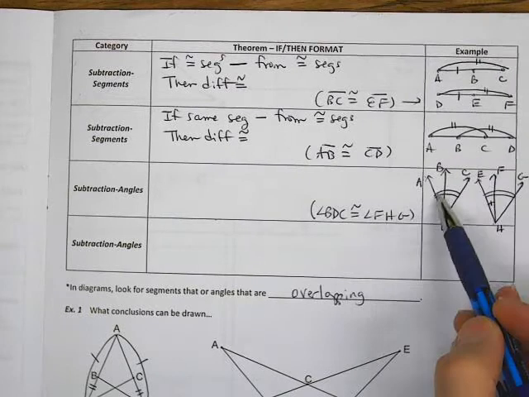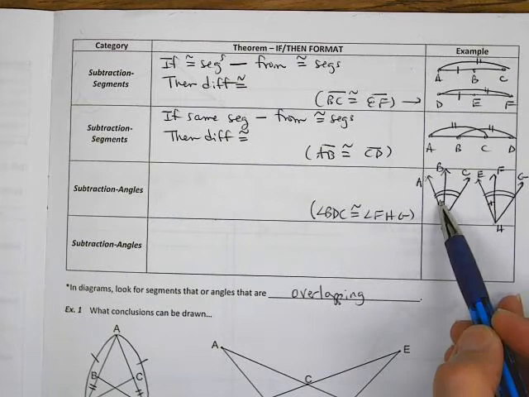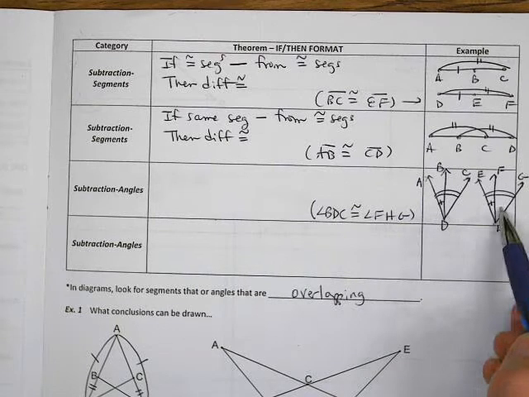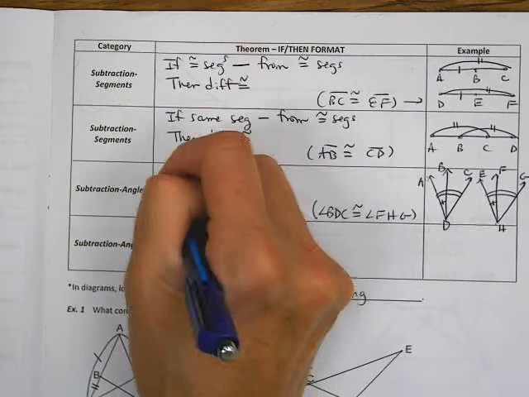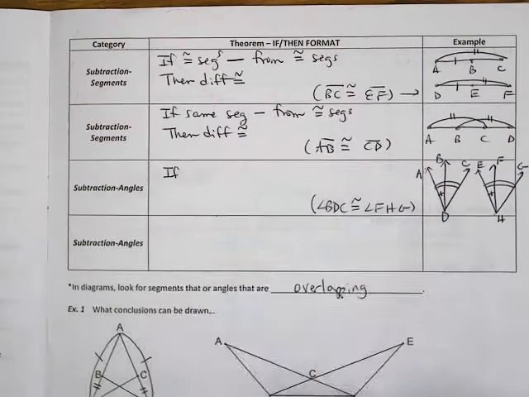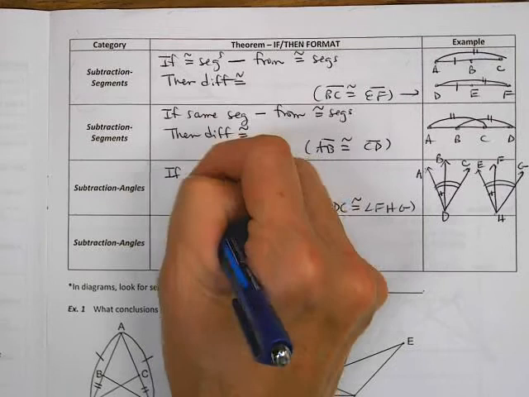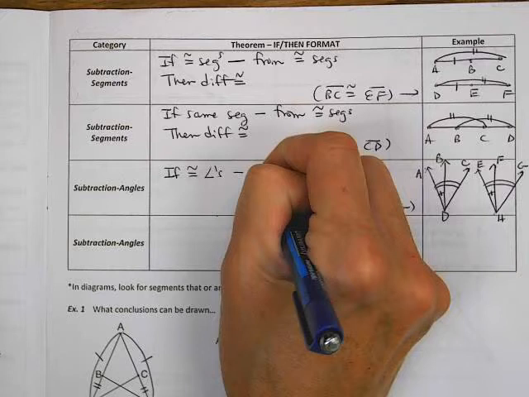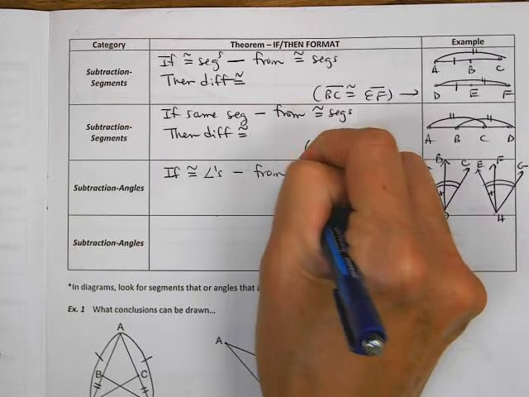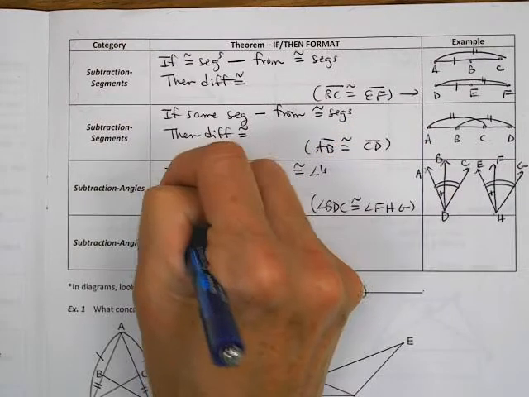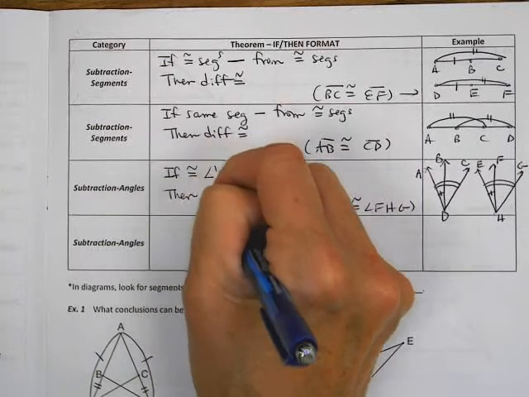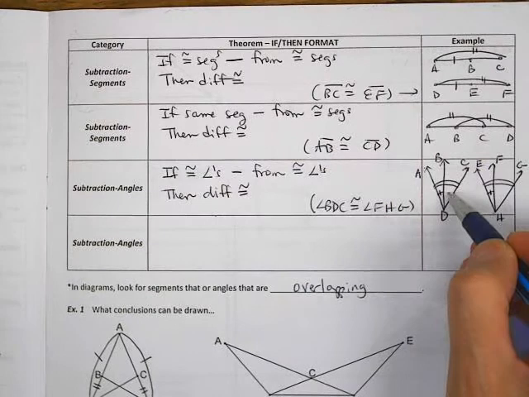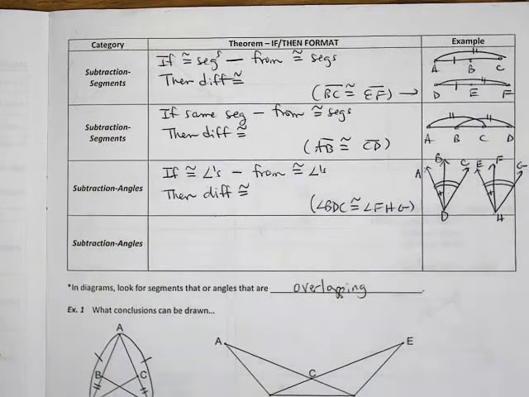I'm taking congruent angles and subtracting congruent angles, so the two remaining parts, these two that are blank, must be congruent. So much like we wrote in the first box, except we're going to use angles: if congruent angles are subtracted from congruent angles, then the differences are congruent. These differences being these two blank pieces right here.